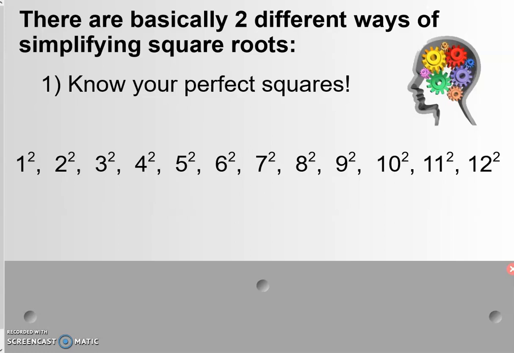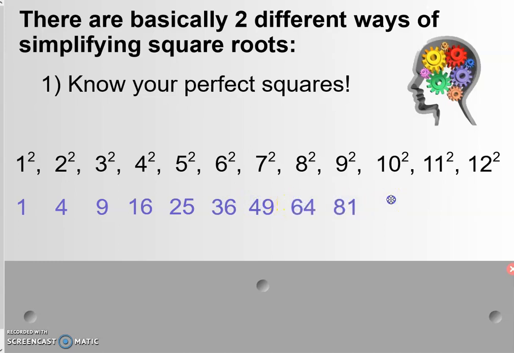Basically, there are two different ways that can be combined together in order to simplify a square root. First is knowing your perfect squares. You should know what 1 squared, 2 squared, 3 squared, 4 squared, all the way up to 12 squared are. 1 squared, of course, is 1, 2 squared is 4, 9, 16. These are called the perfect squares, and these are numbers you should know.